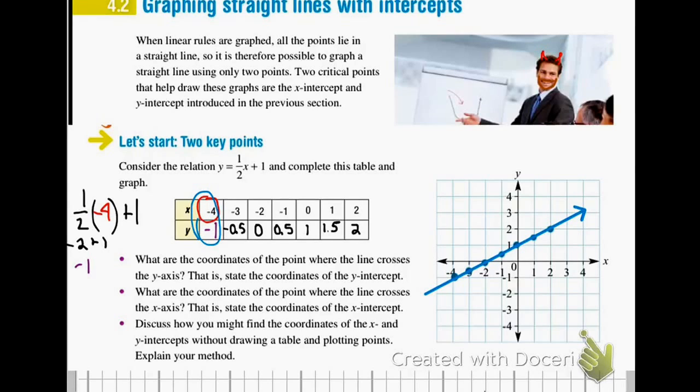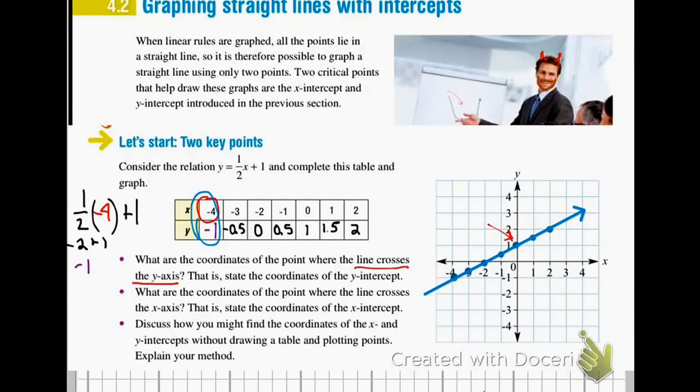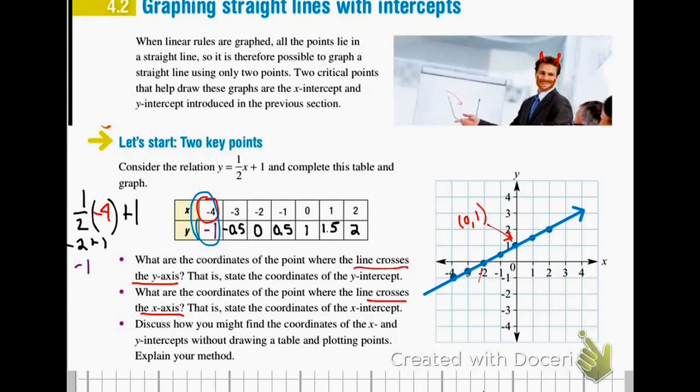What they want us to do now is find the coordinates of the point where the line crosses the y-axis. So here's our y-axis, and the point where the line crosses it is right there. The coordinates there are, of course, 0 on the x, and 1 on the y, so 0, 1. And then they say do the same for where it crosses the x-axis. It crosses the x-axis right there at -2, 0. So we have our wonderful intercepts.